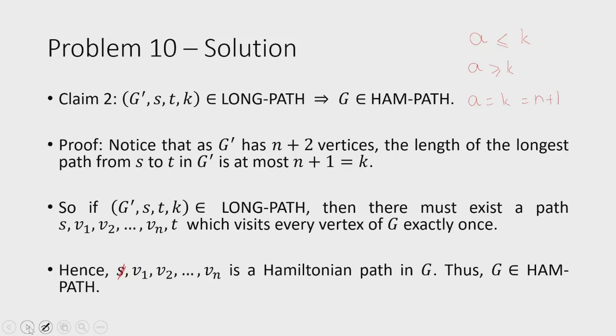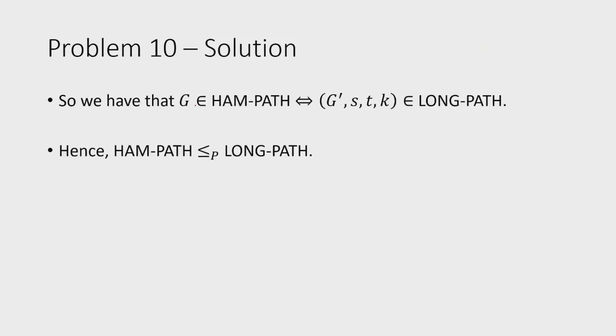Do you agree with this? Hence, V1 to Vn is a Hamiltonian path in G. Thus, G has a Hamiltonian path by the very definition of a Hamiltonian path, right? Yes. So what we have shown is that G has a Hamiltonian path if and only if G prime, with S, T, K, has a long path. So we have accomplished this reduction.